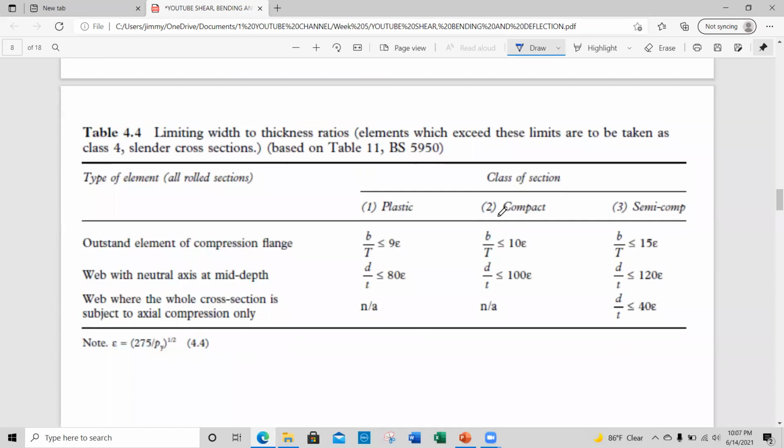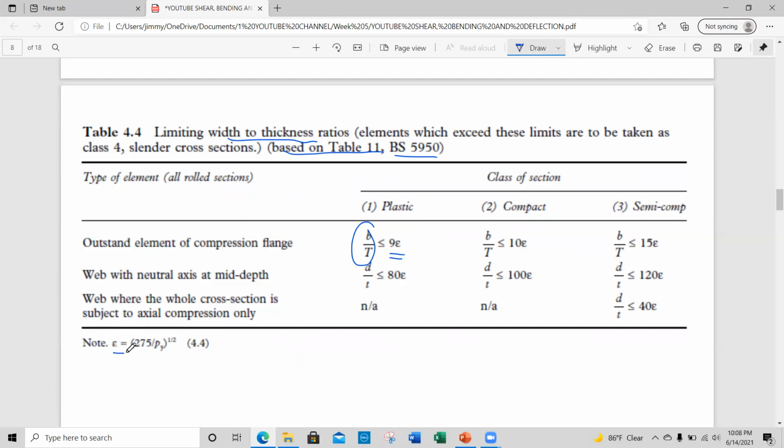And then some conditions that we have to check first to identify what class of section we are going to analyze, right? Because there are some limiting width to thickness ratios that we are going to check based on Table 11 of BS5950. So if it is an outstand element of the compression flange, b over T, which could be taken from the table, is less than this value.